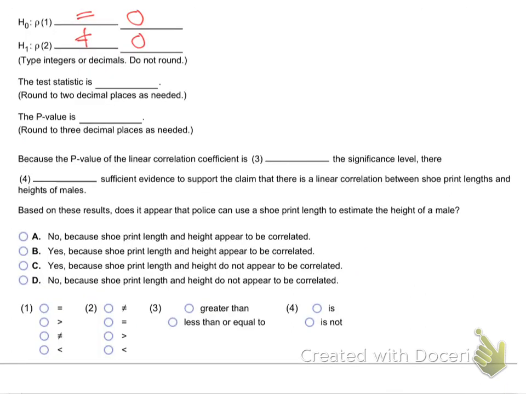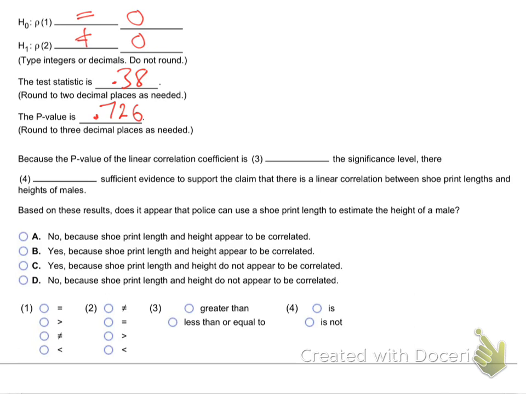Okay, test statistic. T equals 0.38. Yeah, just 2 places, huh? 0.38, yeah. And the p-value? 0.72. That's terrible. 0.726, yeah.